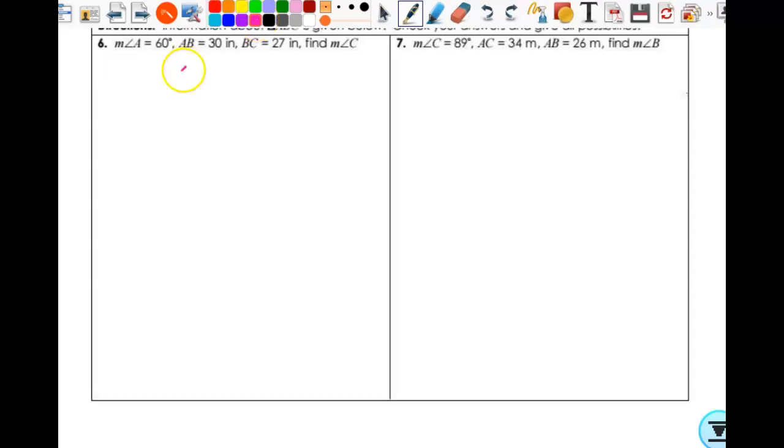So we have triangle ABC. All right, this is triangle ABC. And even though I know some lengths and angles, I don't care about it being accurate, really. If you try and make them accurate, sometimes it's hard to label. So just make them whatever. Angle A is 60 degrees. The length of AB is 30 inches. The length of BC is 27 inches. And I want angle C, I'm going to call it theta.